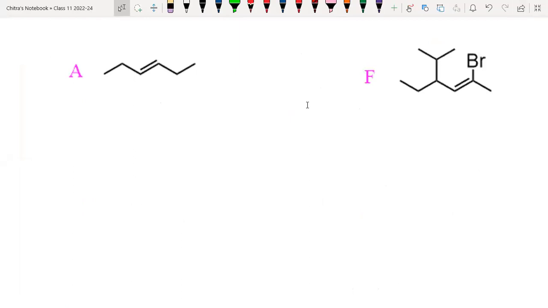First we have to select the longest chain here. So here we have only this chain, so it is the longest chain for our compound, right? So now we have to write the IUPAC name. So we know our main structure that we have to follow.